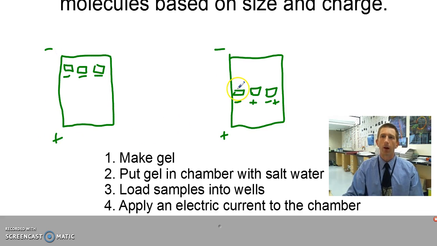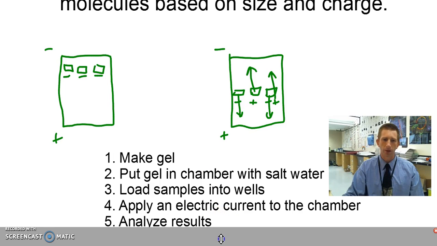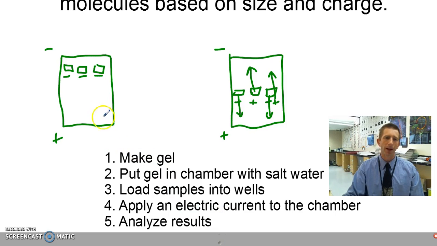Well, as you guys remember, opposites attract, right? So this negatively charged molecule is going to go towards the positive end. This positive is going to go towards the negative, and then same thing, this negative towards the positive and this positive towards the negative. So apply an electric current to the chamber, so that's going to make the dyes or the DNA move, and then we're going to analyze the results, right? So we separate molecules based on size and charge.